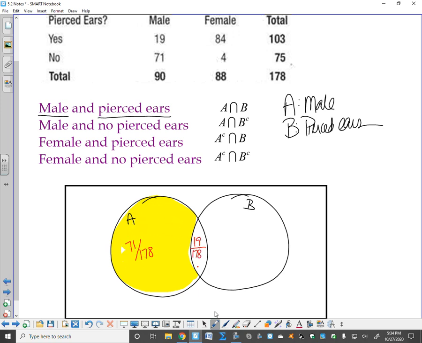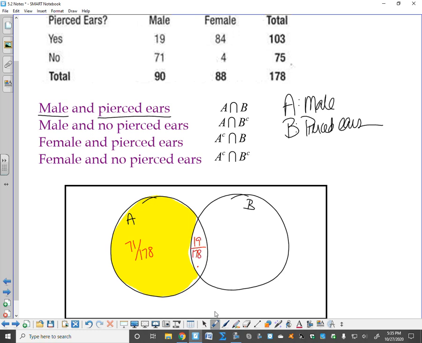The 71 out of 178 isn't the males. The male is the whole bubble of A. And to get that value, guys, look at it. It would be the 71 over 178 plus the 19 over 178. And that would give me my 90.